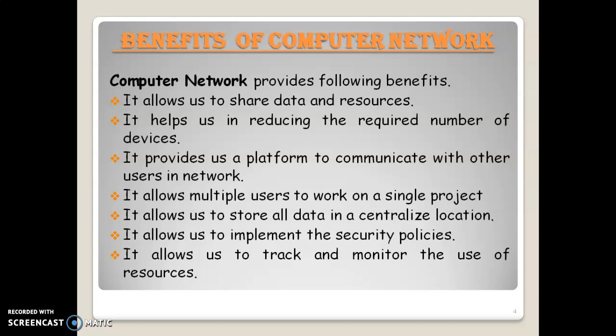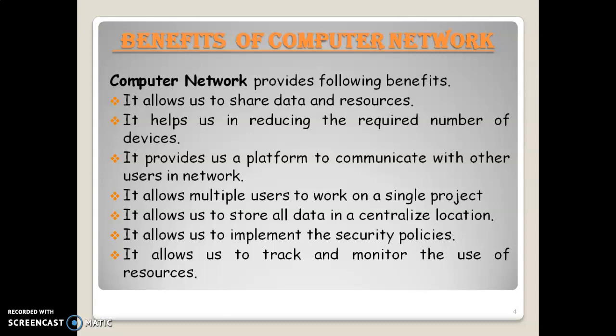The second benefit is that it helps in reducing the required number of devices, because for three systems we have one printer, as in the example I gave. We don't need three different printers, so it can reduce our cost of extra hardware or devices. A single device can be used by multiple users or multiple devices. It also provides us a platform to communicate with other users in a network.